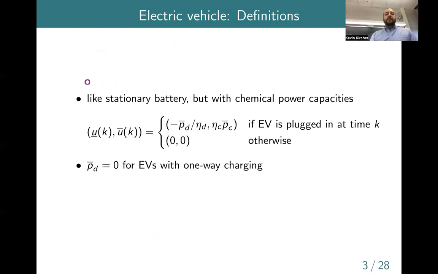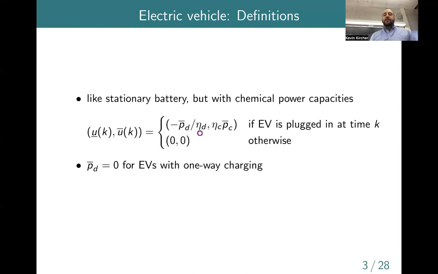And then EVs basically are just like stationary batteries, but the constraints on the action are a little bit different because they're in fact time varying, and they depend on whether or not the car is plugged in. So if the car is unplugged, of course we can't charge or discharge. So we get 0 for both the lower and the upper limit on U.